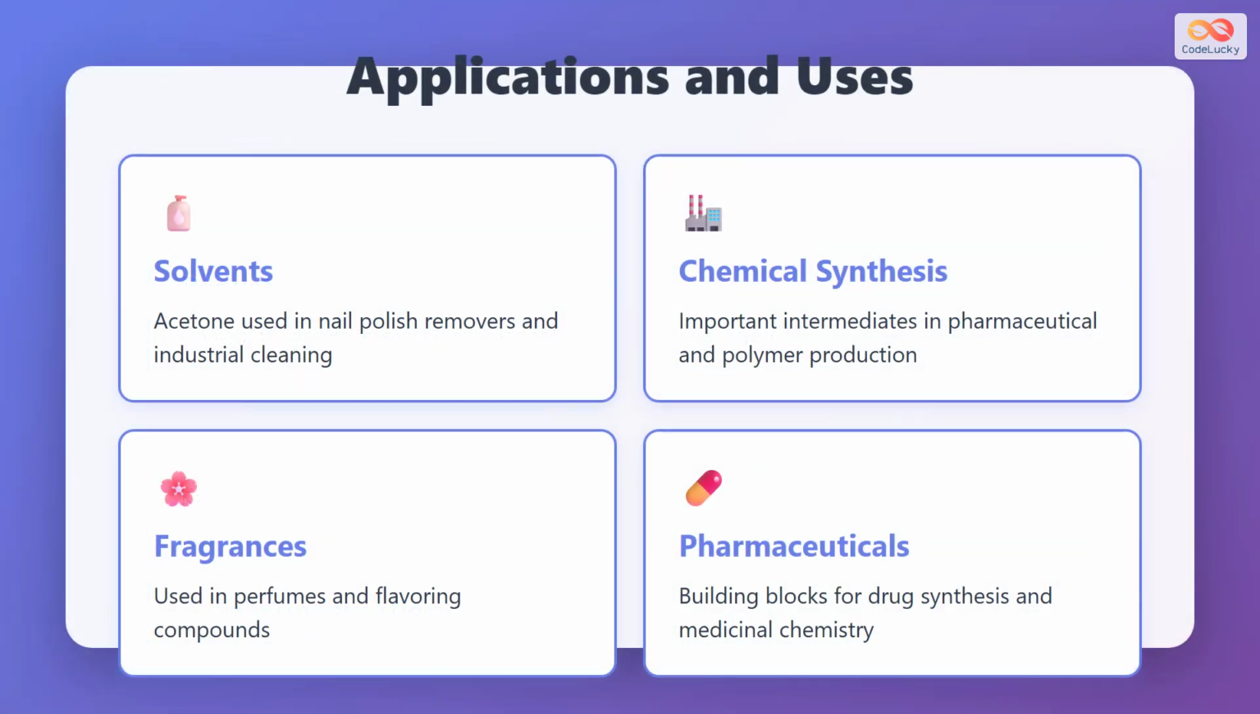Ketones have numerous practical applications. As solvents, acetone is widely used in nail polish removers and industrial cleaning processes. In chemical synthesis, ketones serve as important intermediates in the production of pharmaceuticals and polymers. They're used in fragrances, appearing in perfumes and flavoring compounds. In the pharmaceutical industry, ketones are crucial building blocks for drug synthesis and play important roles in medicinal chemistry. Their versatility and reactivity make them indispensable in both laboratory and industrial settings.